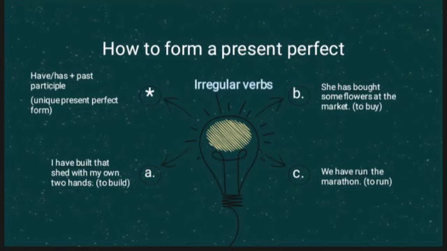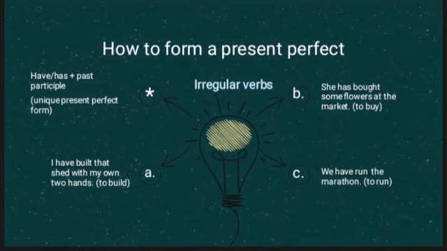Now, let's have a look at the irregular verbs. For the irregular verbs, we also use the auxiliary verb to have and the past participle. But for the irregular verbs, the past participle has a unique present perfect form. Take a look at the examples. I have pulled that shade with my own two hands. The infinitive form of the verb is to pull.